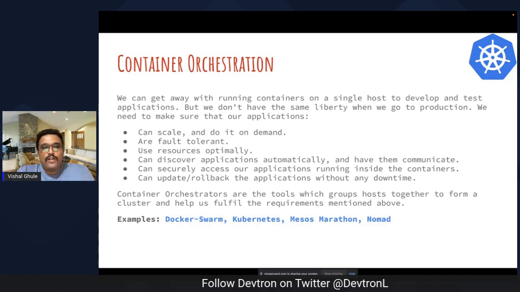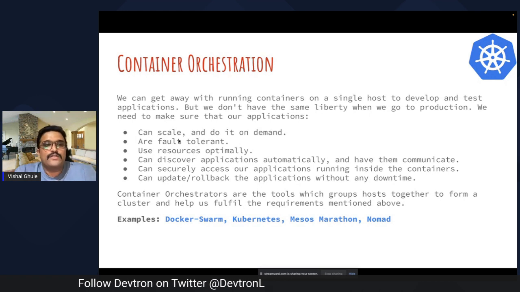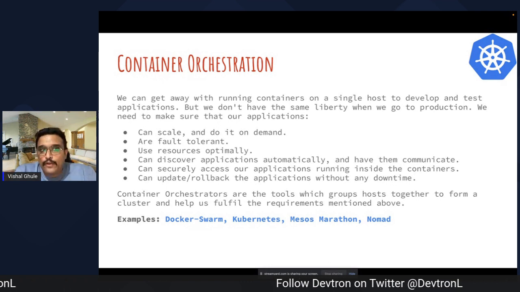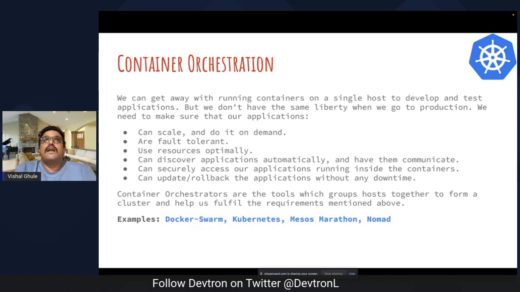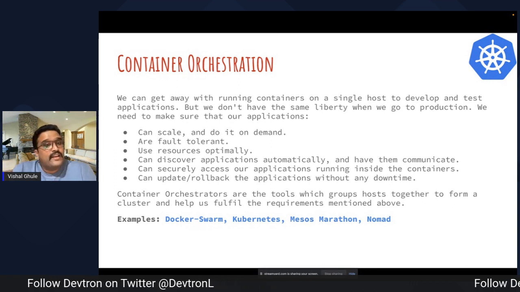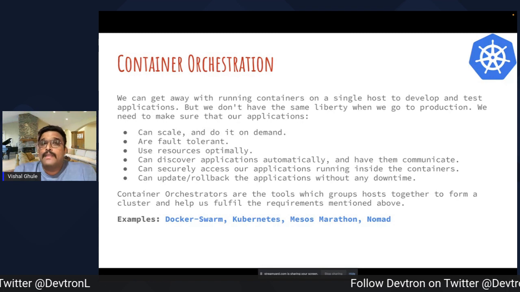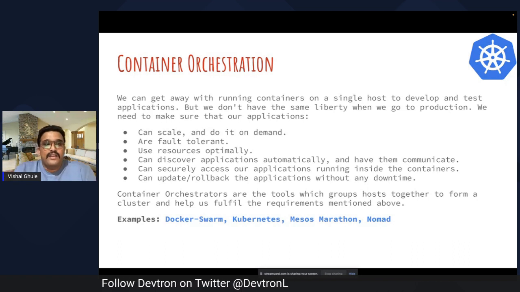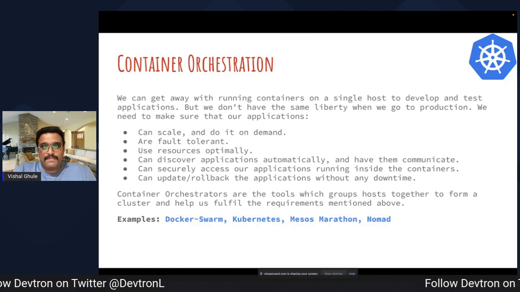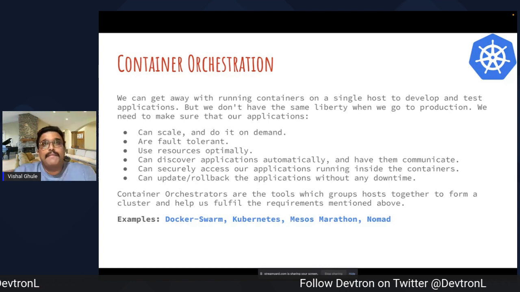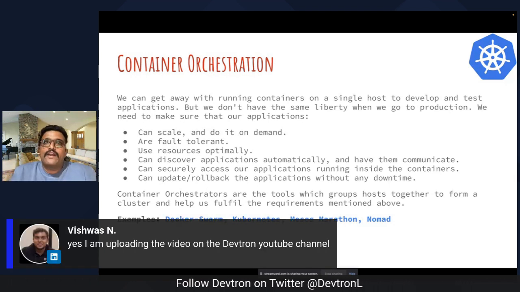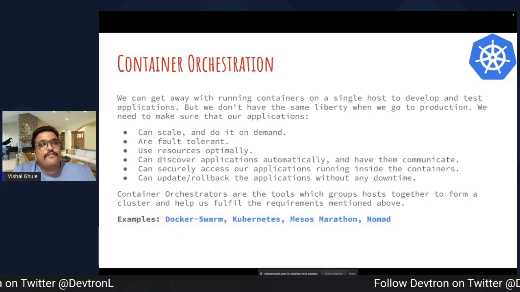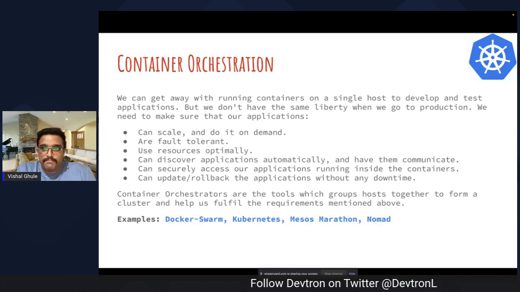And we can achieve all these scenarios. We can scale easily, and we can do that on demand; we can do auto scaling. We can make sure that the applications deployed on the container orchestrator are fault tolerant and are using optimal resources. We can make sure that the applications deployed on this cluster are discoverable to each other by their names. And we can make sure that the applications can be accessed securely from the outside world by exposing them using a load balancer, some kind of service, or other methodologies.